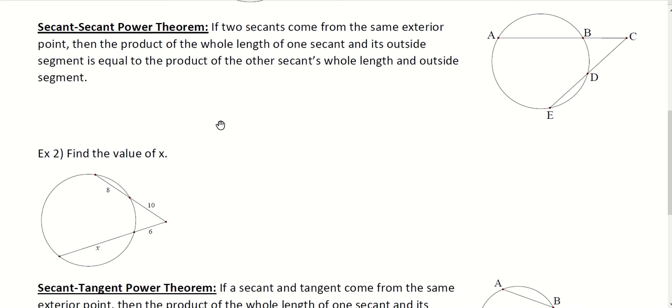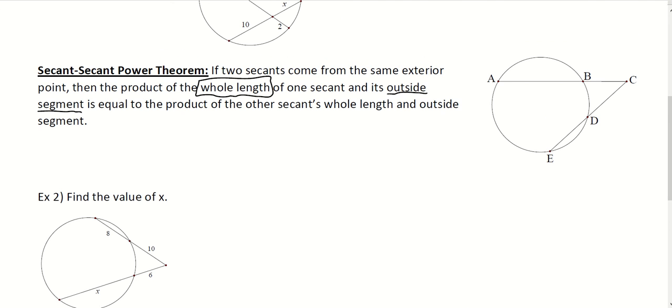On to the secant power theorem. So if two secants come from the same exterior point, here you see point C. So we have two secant lines coming from that same exterior point. Then the product of the whole length of one secant and its outside segment. I'm going to highlight a couple things here. So let me pause the video.